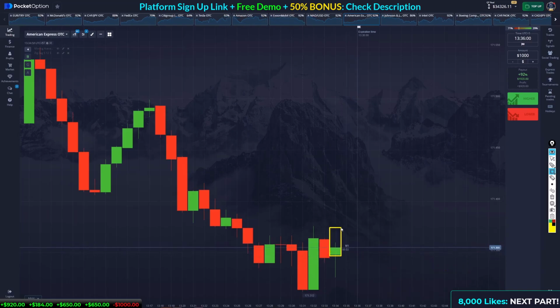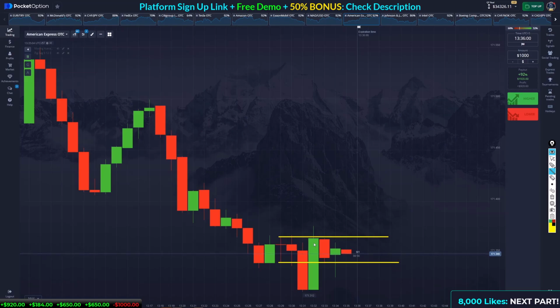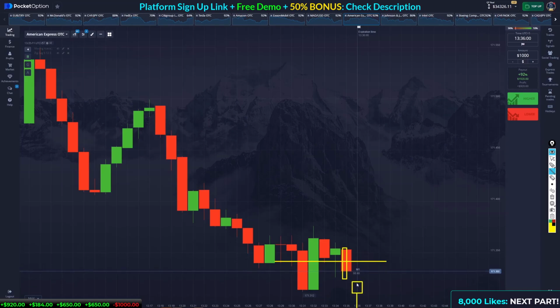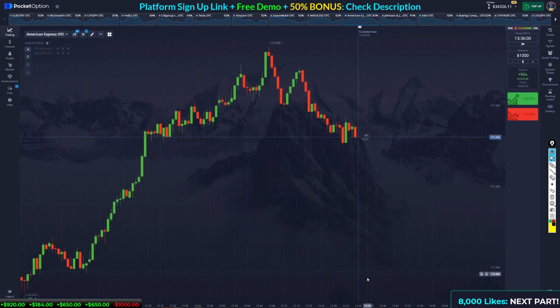I will only take this if we break this doji from the upside. Okay, for now we're just inside of this range, and I will only take it if we break this from the upside. If we break this from the downside and take it, you might have another small candle down here and you lose the trade.